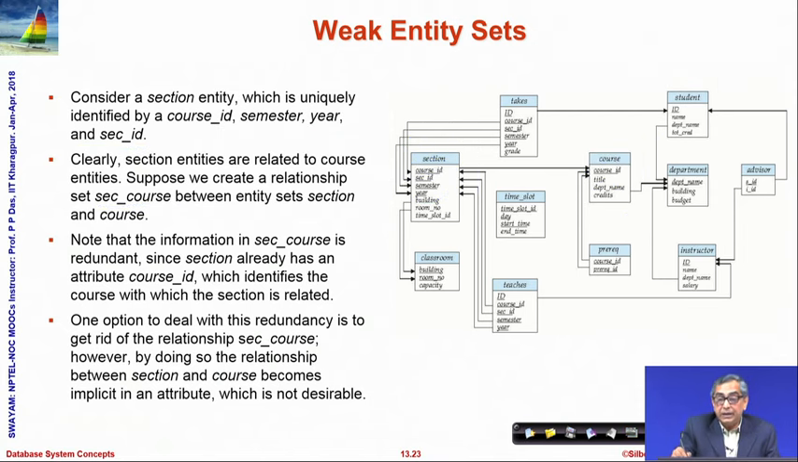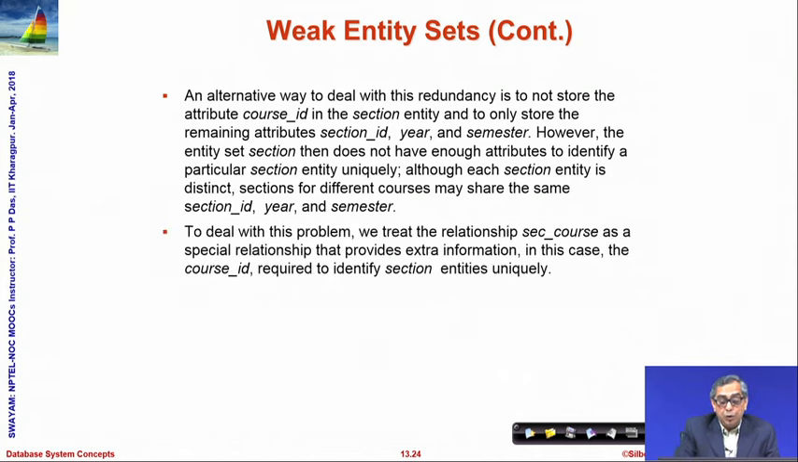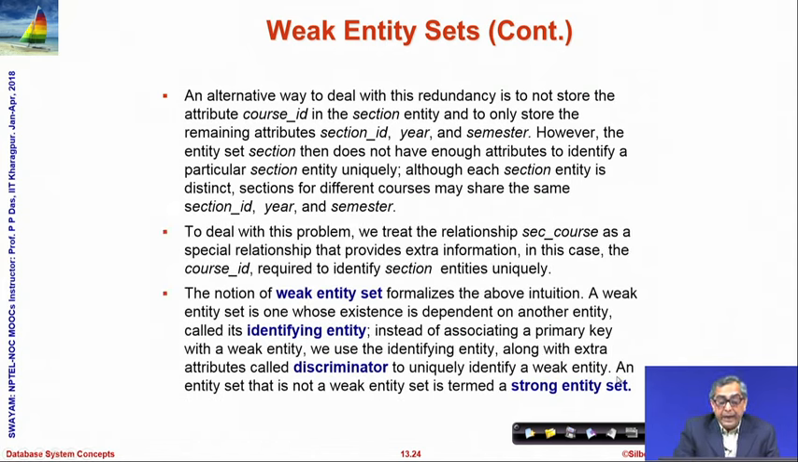And this is not a coincidence, this is something which happens regularly and is a characteristic that specifies the existence of weak entity sets. So, the weak entity set is one whose existence depends on another entity set. So, if I just say section having section ID, year and semester, then it is not uniquely specified until I have a relation section course which relates the section to the particular course ID.